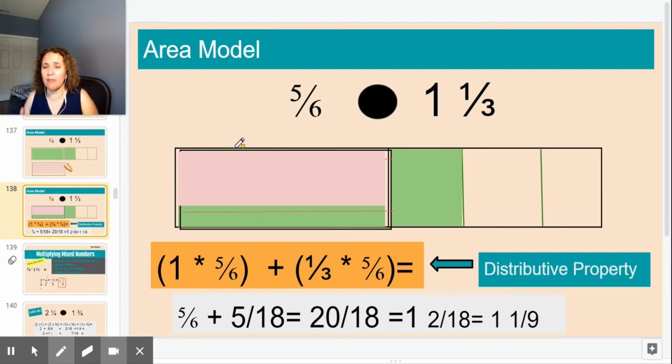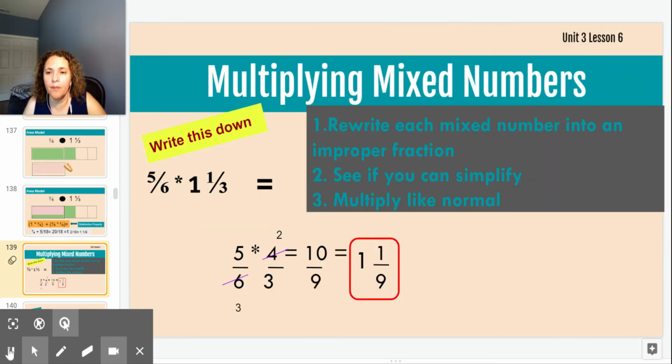I know it seems kind of a little bit confusing, right? But I wanted you to see what it looks like. You're taking 5/6 of the 1 and 1/3. Okay, so let's look at it a different way.